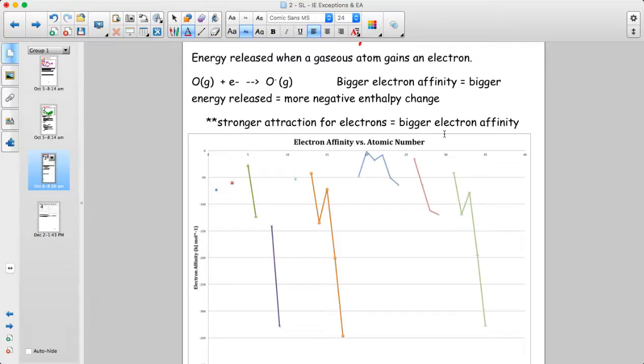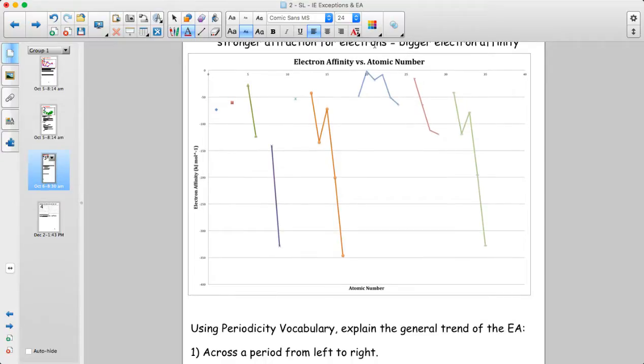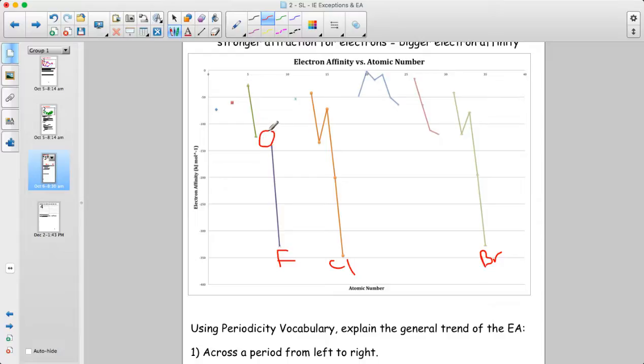Therefore, when they gain electrons, they release the most energy. And so it's pretty similar in that way to ionization energy, or really to electronegativity. The highest values are fluorine and chlorine, and this one would be bromine. Okay. Now, there's a bunch of gaps, and those gaps are pretty much repeating these dips, right?